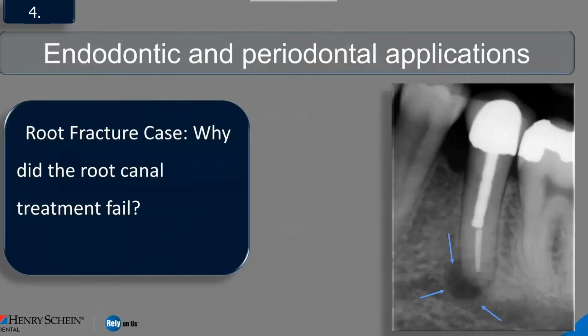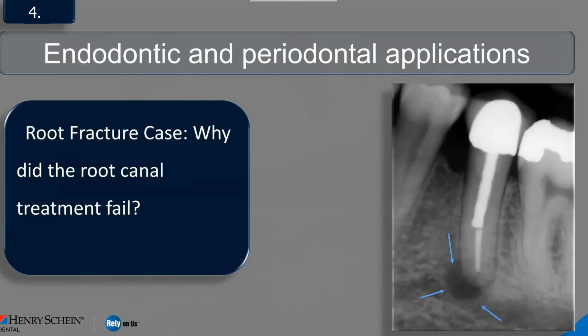Endodontic and periodontal applications, definitely a huge, huge area. And we see quite a lot of apical pathology or apical hypodensities with our cone beam CTs. In fact, this is really what brought me into 3D imaging. Nothing more frustrating than already doing the root canal treatment, already restoring the tooth, and yet the patient still has pain. So this patient had come back several times.